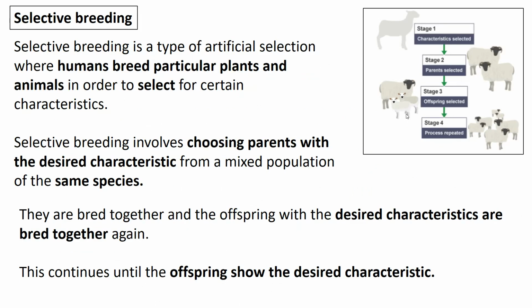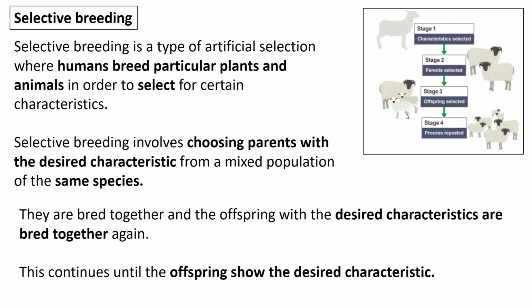But not all organisms change through natural selection. Sometimes changes happen because of human intervention. And when we change characteristics, it's called selective breeding. Selective breeding is basically a type of artificial selection where humans breed particular plants and animals to select for certain characteristics. This can involve choosing the parents of the same species with the characteristic you want.